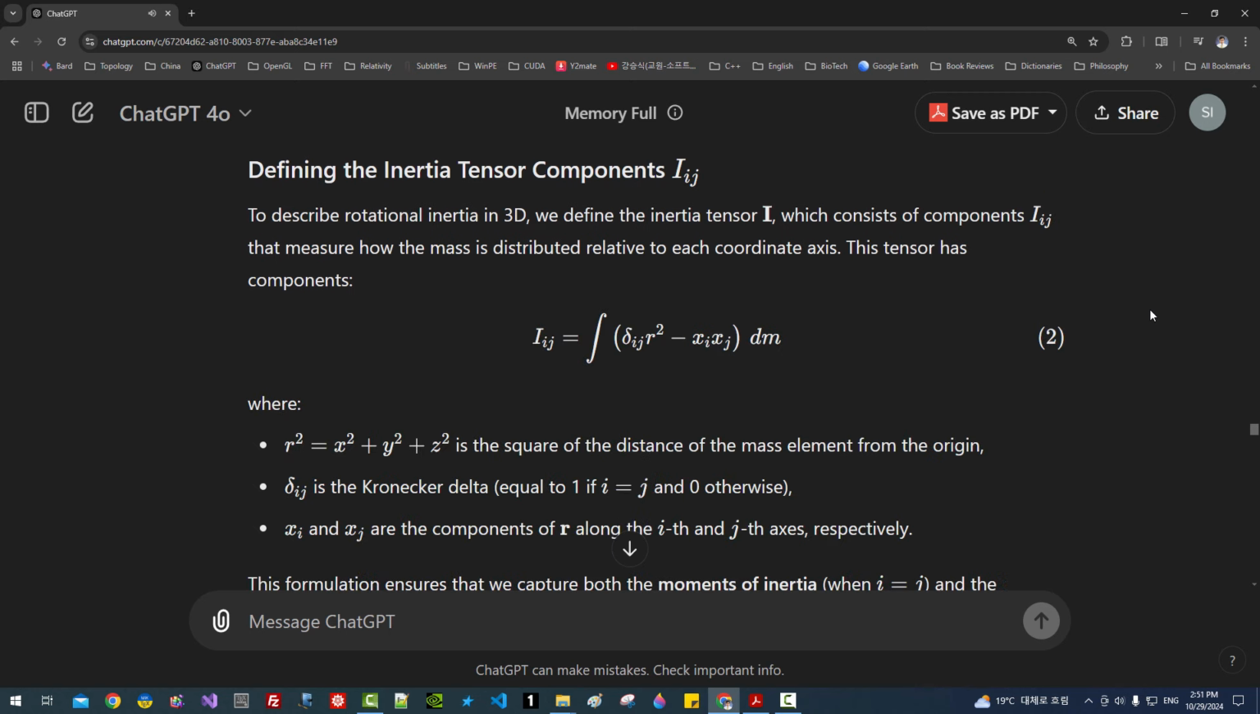Defining the inertia tensor components, I_ij. To describe rotational inertia in 3D, we define the inertia tensor, I, which consists of components I_ij that measure how the mass is distributed relative to each coordinate axis. This tensor has components I_ij equals the integral of (delta_ij r squared minus x_i x_j) dm, where r squared equals x squared plus y squared plus z squared is the square of the distance of the mass element from the origin. Delta_ij is the Kronecker delta, equal to 1 if i equals j and 0 otherwise.